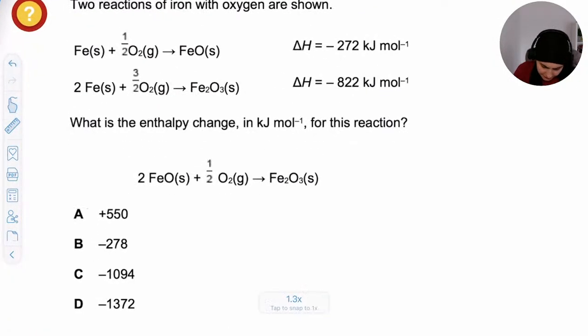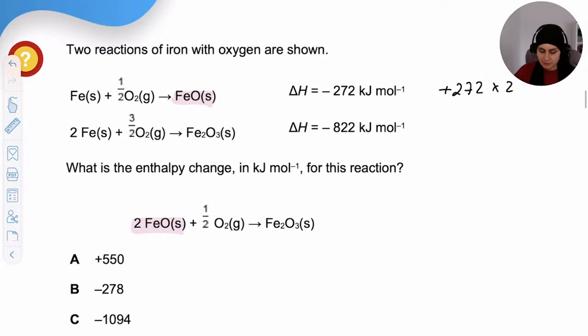Two reactions of iron are shown. What's the enthalpy change? Okay. First substance, FeO. Where is it? It's here. I want it to be on the left side with the coefficient of 2. Now I have it on the right with the coefficient of 1. What do I do? I flip this equation, so I change the sign, and multiply it by 2. Yeah, that's how I do it in the exam.